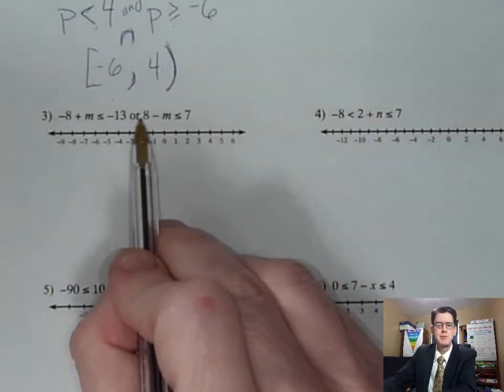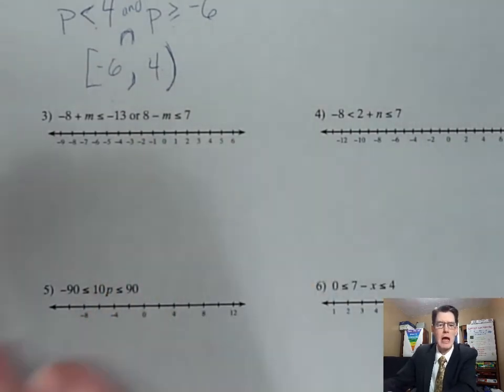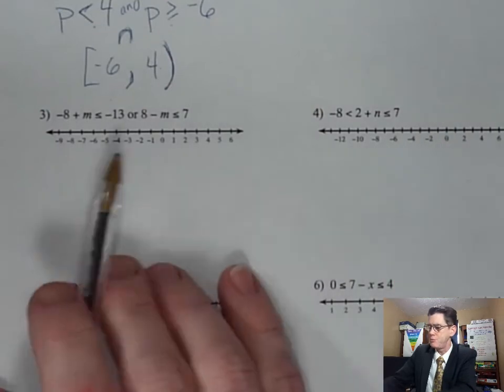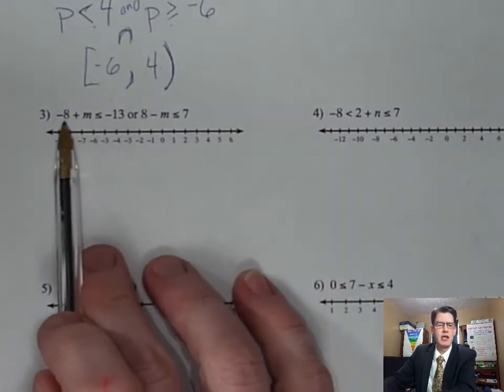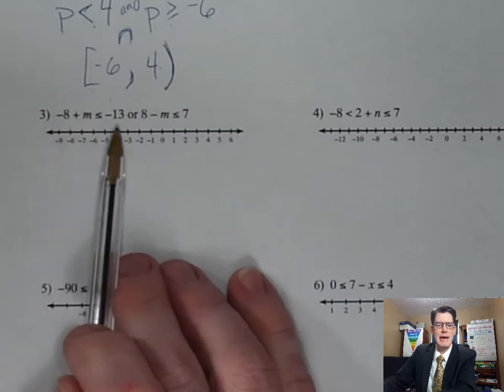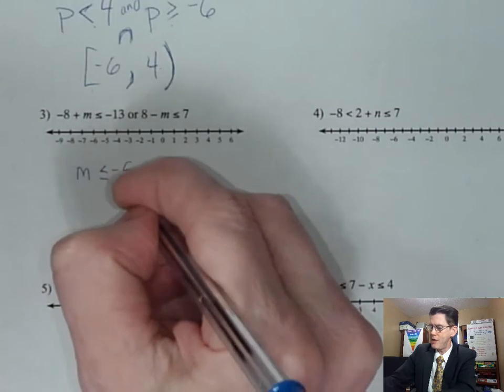Now the or, that's not the overlap. We're just going to include everything. We don't have to include only where it overlaps. We include all options. So on this part of it, let's say I've got this -8 that's attached on. So I'm going to add 8 to both sides. When I add 8, that becomes -5.